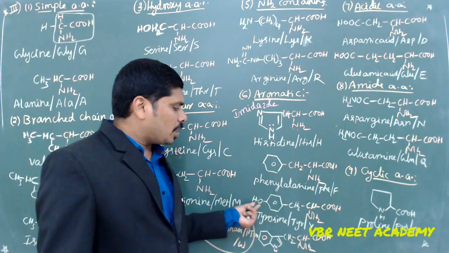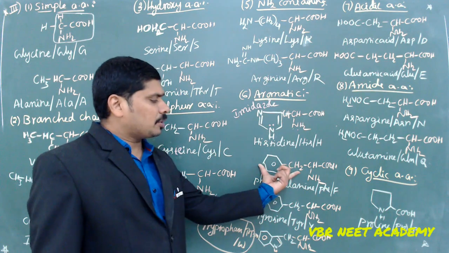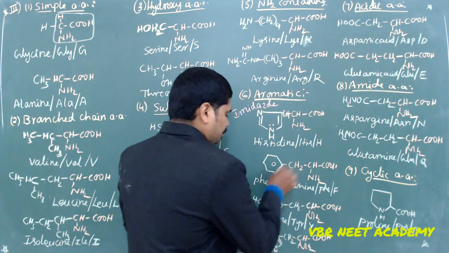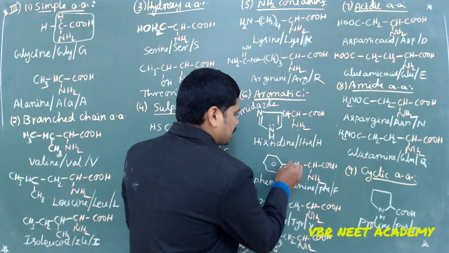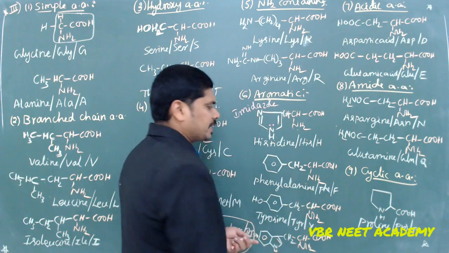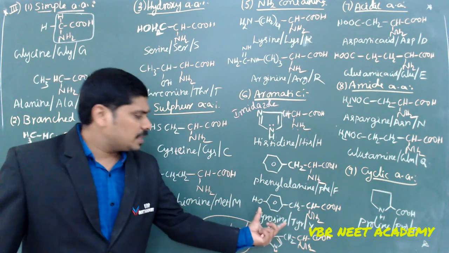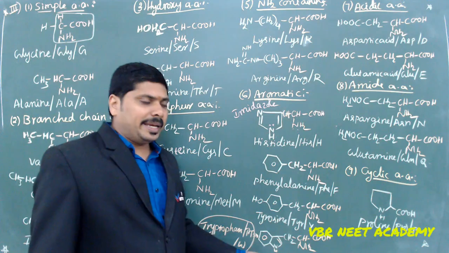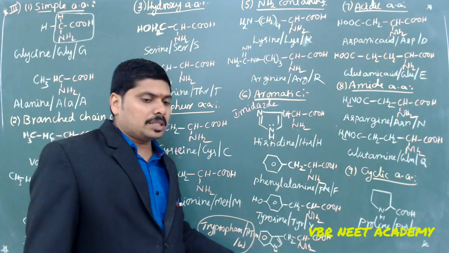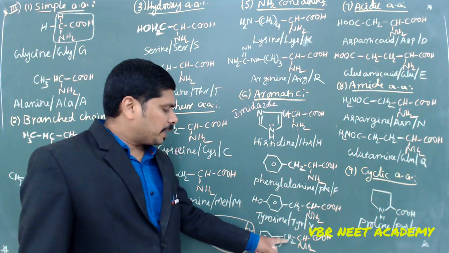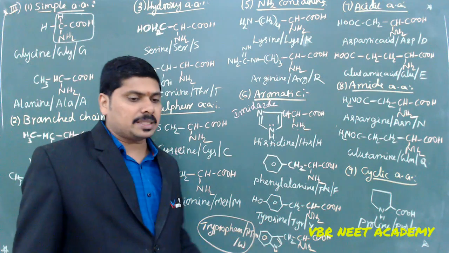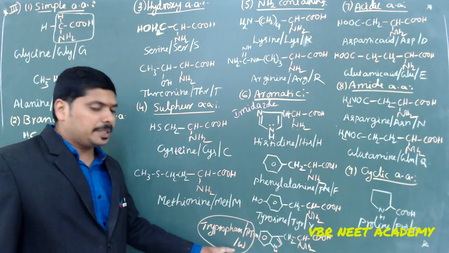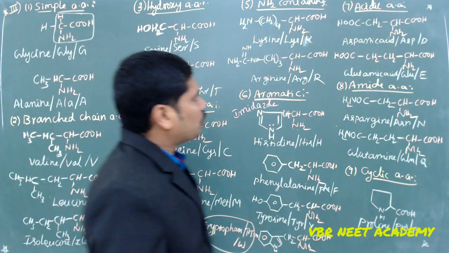Here a hydroxybenzyl group is present. This entire thing I can consider as the side chain: it's benzyl, it is hydroxybenzyl. And if you come to this one, it is an indole ring. We call this indole. This methyl indole ring is present, and that is one more aromatic amino acid, tryptophan, TRP, W will be the single letter code.